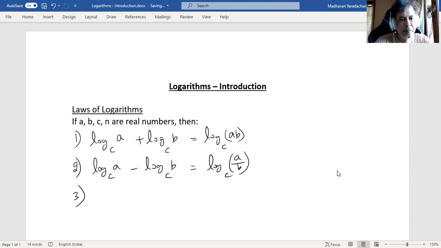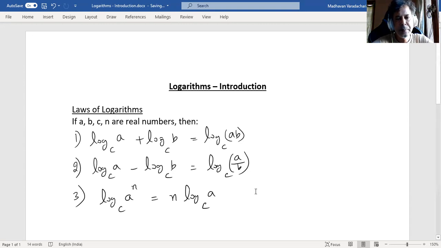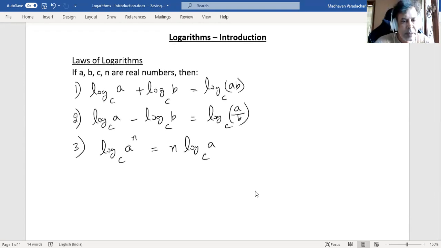Then logarithm of A to the power of n, to the base C, is given by n times logarithm of A to the base C. Then logarithm of A to its same base, that is logarithm of A to the base A, is given as 1.